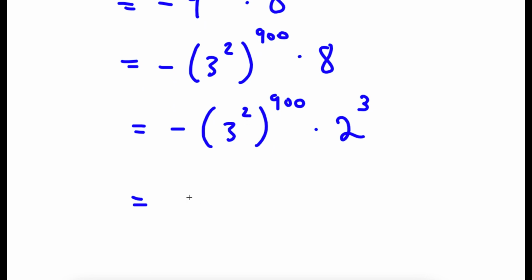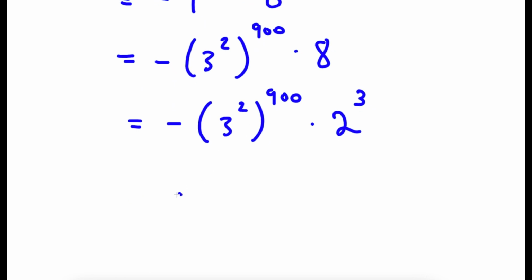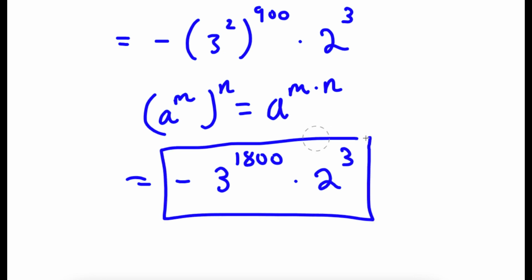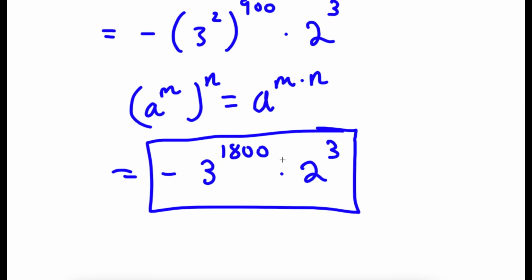So now this is the same thing as, if I have something in the form a to the power of m to the power of n, this is equal to a to the power of m times n. So now this is the same thing as negative 3 to the power of 1800 times 2 to the power of 3. So this is my answer to this problem in its most simplified form.